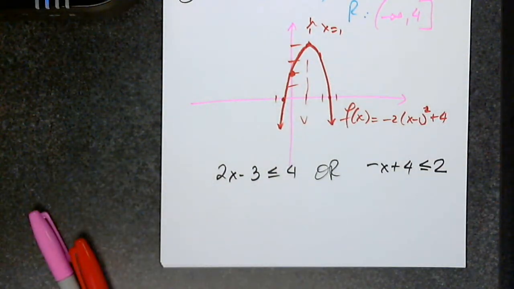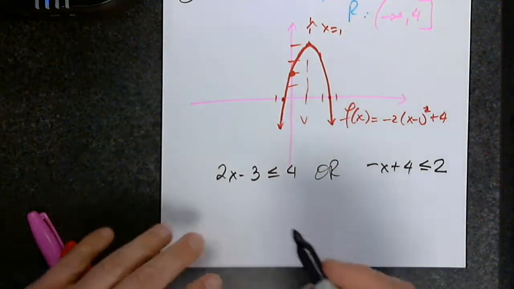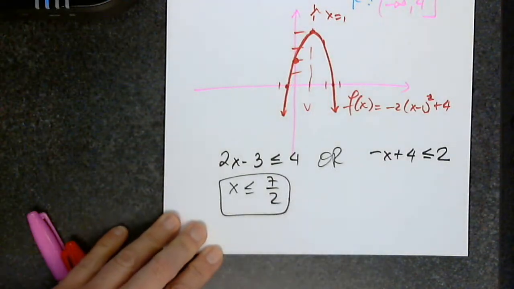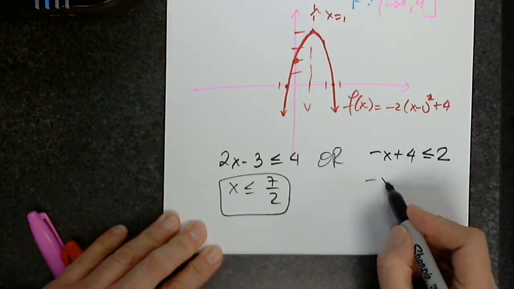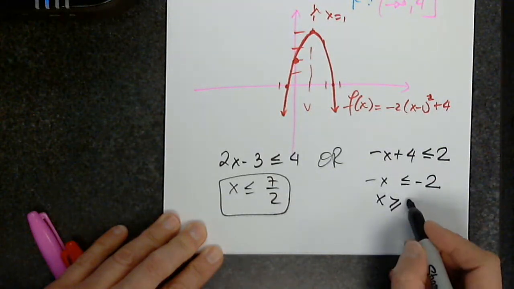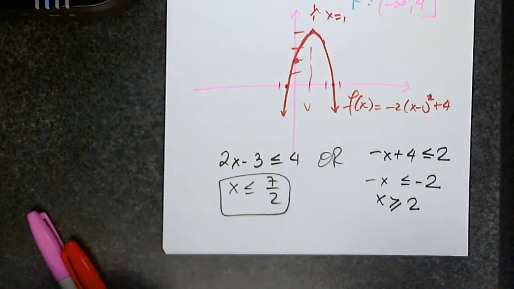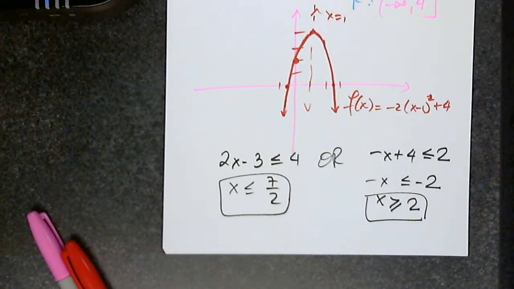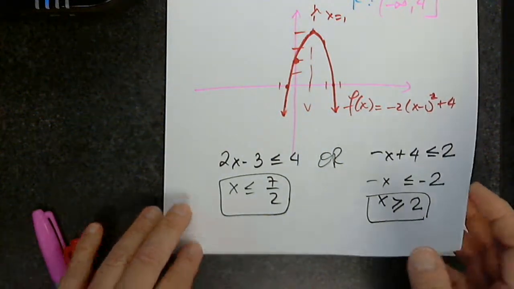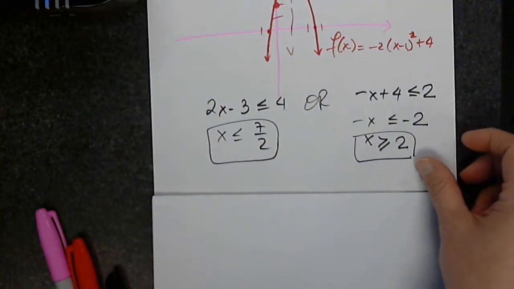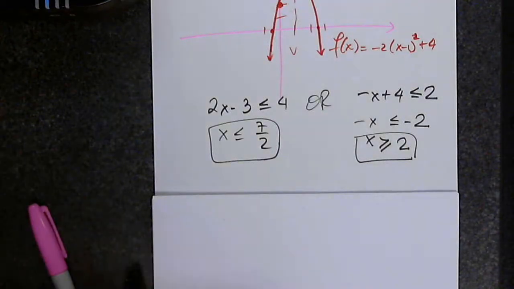I will solve the first inequality, adding 3 to both sides and dividing by 2. So x is less than or equal to 7/2, and that's done. Here I subtract 4 from both sides. I get negative x less than or equal to negative 2, and then x greater than or equal to 2. And that is done. Any questions so far? These are the simple inequalities from a long time ago.